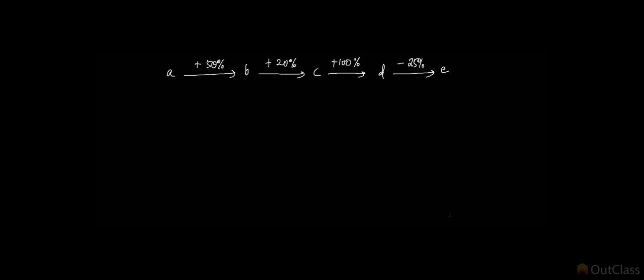Now, how to find a resultant percentage change quickly? So I have an example question here. The number is first increased by 50%, the resultant is then increased by 20%, and then further by 100%, and then further reduction by 25%. And here the final value E. The question is: E is what percentage more than A?